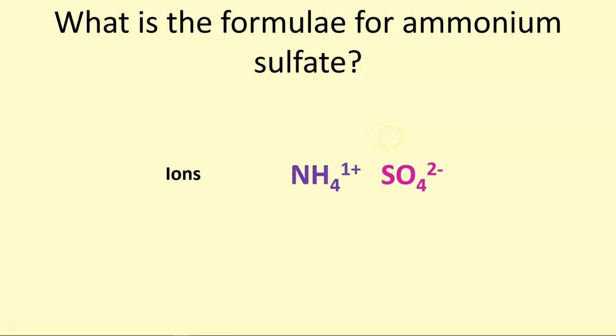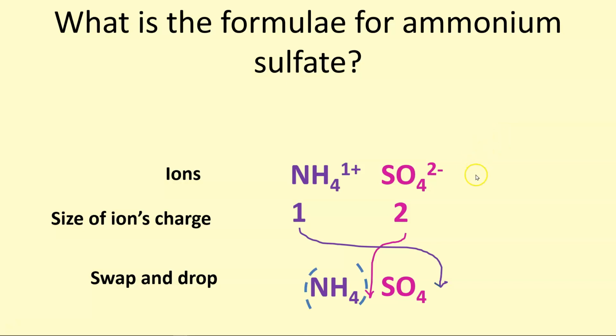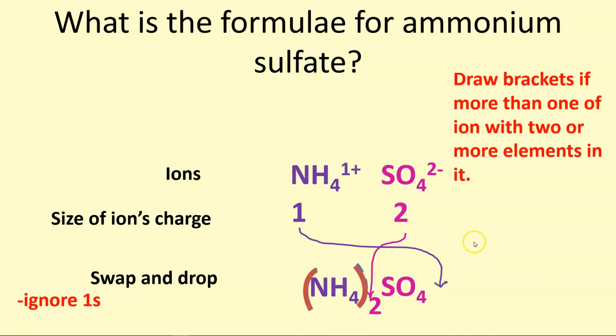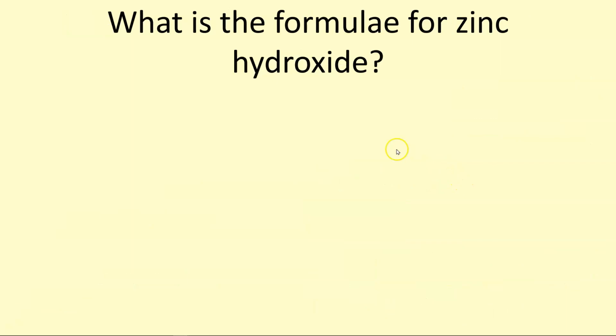Let's write down the ions. Let's write down the size of the charge as ions. And let's do swap and drop. So write the formulae down, swap the 1 and the 2 over. Don't forget that we may need brackets. We might even need brackets on the sulfate, but we don't as there's only 1 of those. So the formula is (NH4)2SO4. Balancing charge, we can see there's the same amount of positive charge as there is negative charge. Let's do the next one.